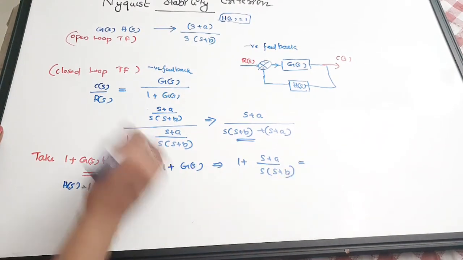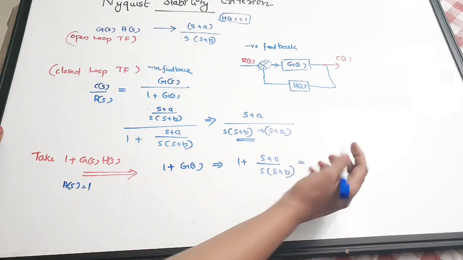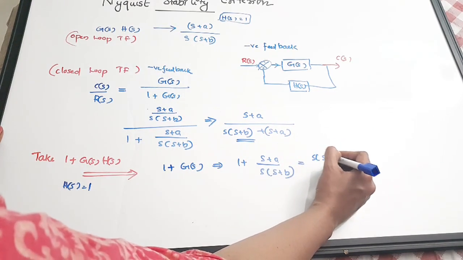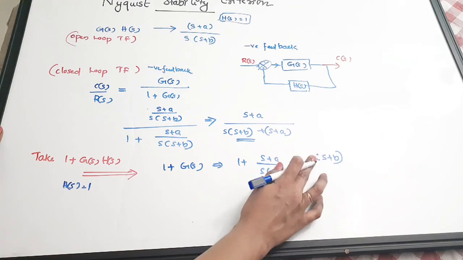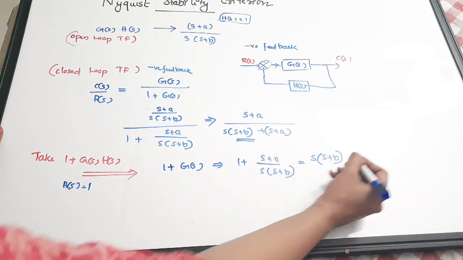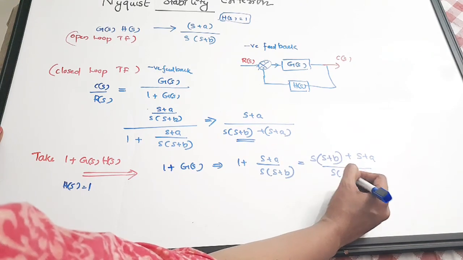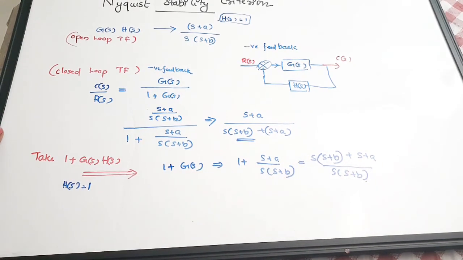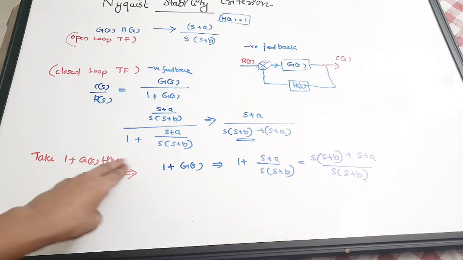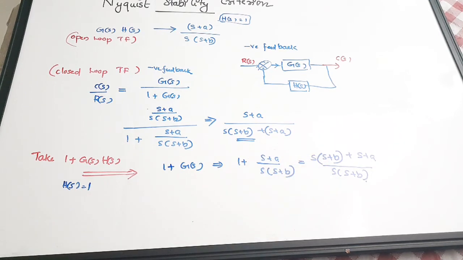Very soon you will get to know why I am doing all these things. Okay. So, S into S plus B. S is here. S plus B plus S plus A by S into S plus B. Okay. So, in the board there are 3 terms. 1. Open loop transfer function, its simplified version, and closed loop transfer function, its simplified version. And also, thirdly, we have found 1 plus G of S, H of S, its simplified version also.